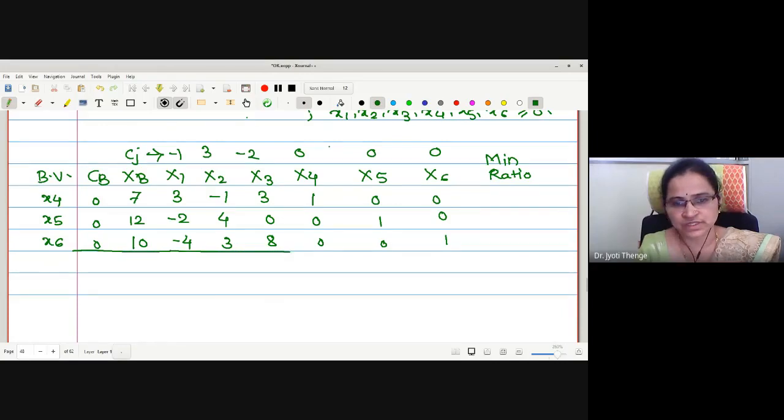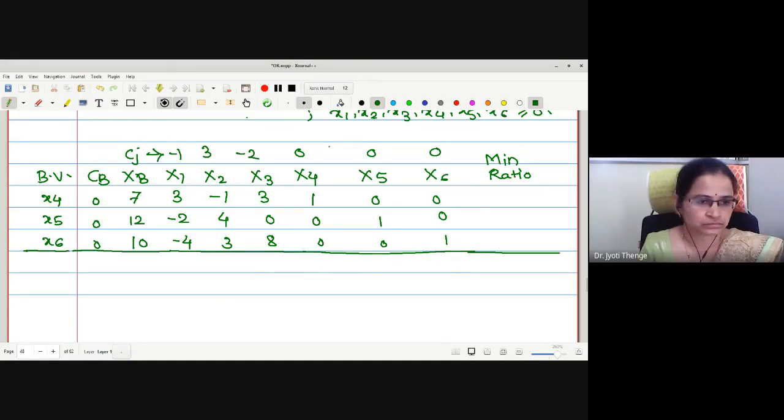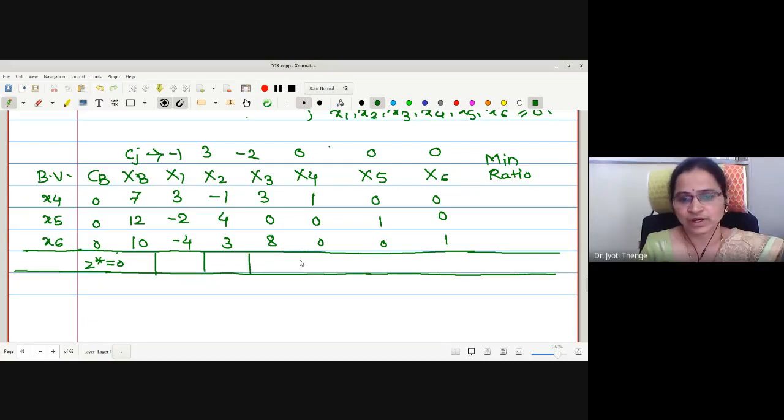What is the value of Z star? Zero. For the first table, the value is 0. Later, when we go on improving the solution, the value will increase. Therefore, Z star is 0. What about delta values? Delta values are negative of CJs, right? Yes, ma'am. Therefore, this is 1, minus 3, 2, 0, 0, and 0.